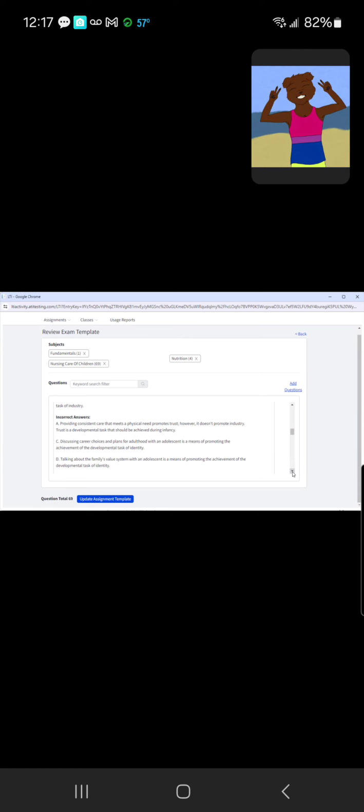So let's go over some of the incorrect answers. Providing consistent care that meets the physical needs promotes trust. What stage is that? Trust versus mistrust. That's the very beginning, when they're infants. And discussing career choices and plans for adulthood is more the developmental task of identity, so it's more with an adolescent. We're not going to discuss life plans with a little kid. And talking about the family value system is again an adolescent.